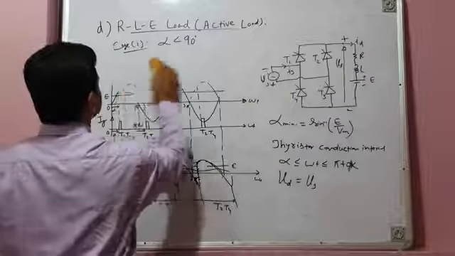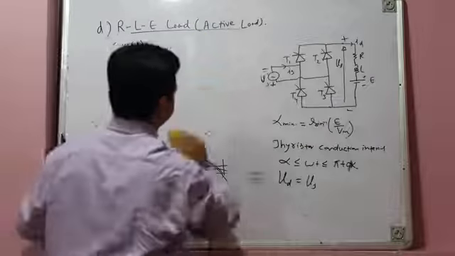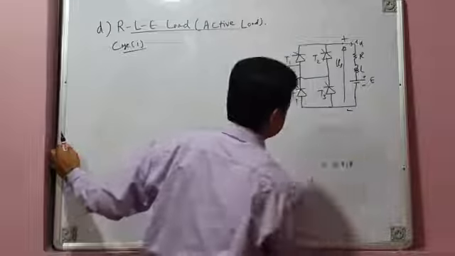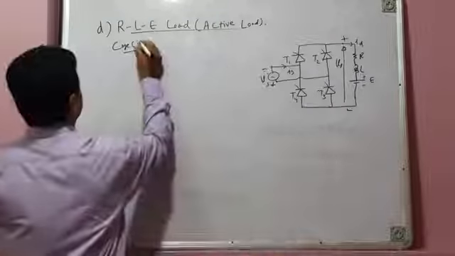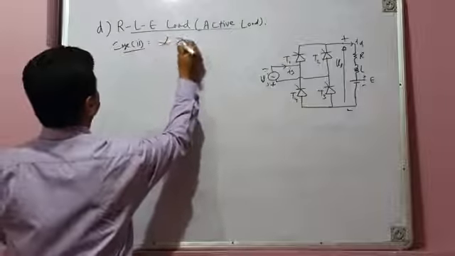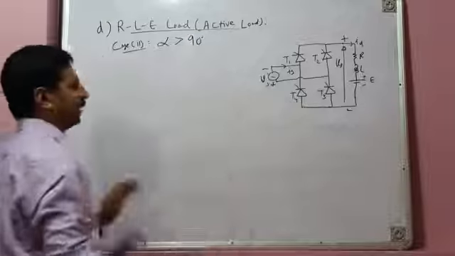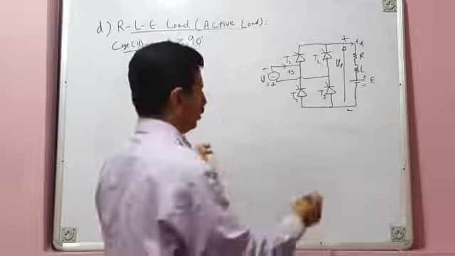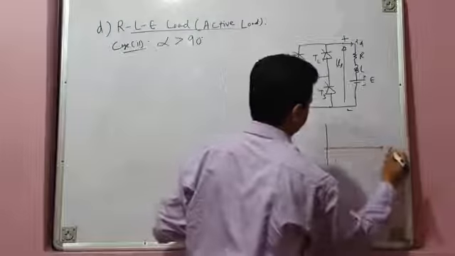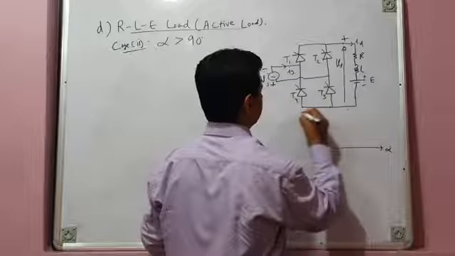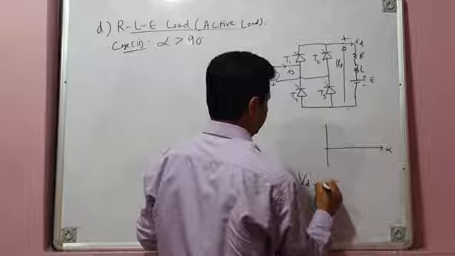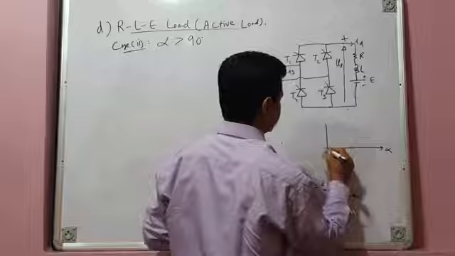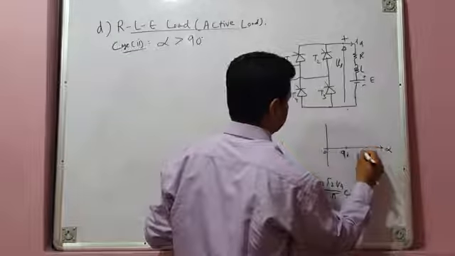Let us now see what happens for alpha greater than 90 degrees. Case 2, alpha greater than 90 degrees. If you remember, for alpha greater than 90 degrees, inversion mode of operation should take place, because you know when you have drawn the load voltage expression, Vd is equal to 2 root 2 Vs by pi cos alpha. From 0 to 90 degrees, 90 to 180 degrees.